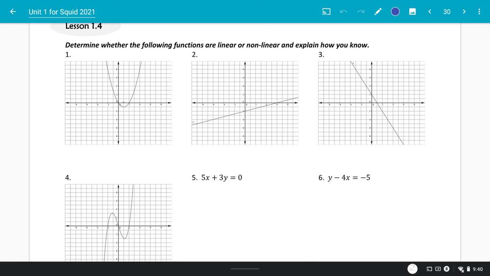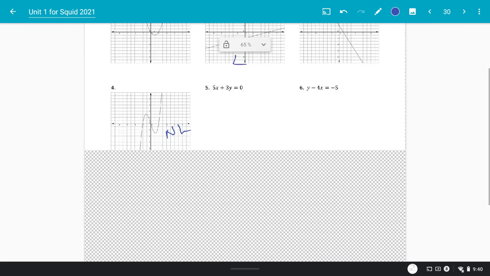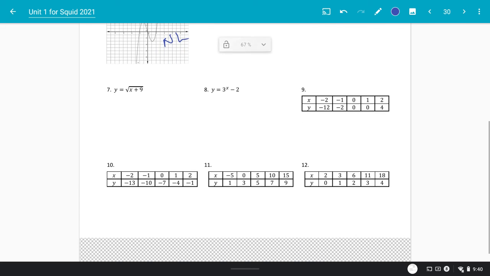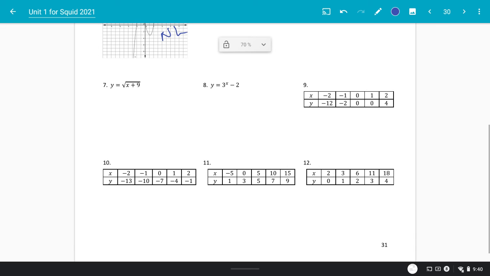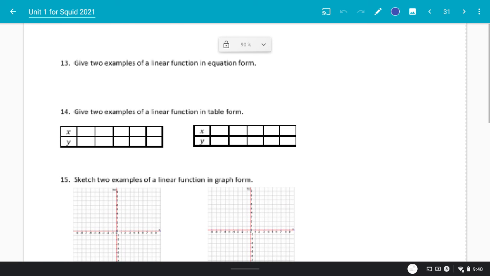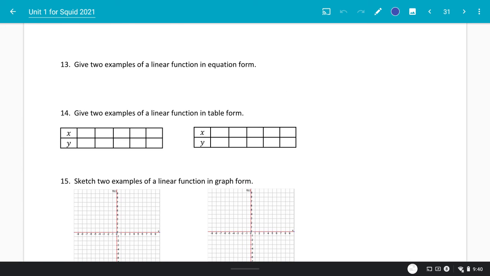Got that one. Got that one. Got that one. Got that one. Done. Oh, this is a little harder. Got it. I already did the whole first page. All you have to tell us is whether it's linear or nonlinear.